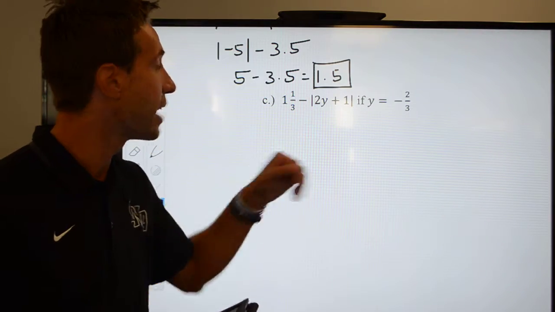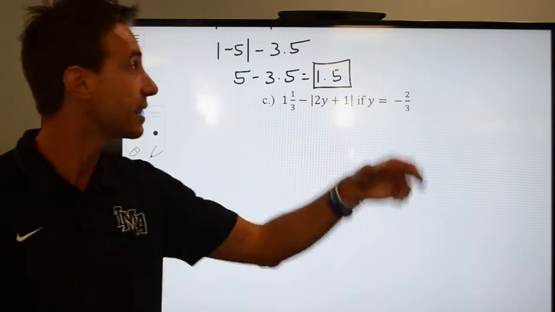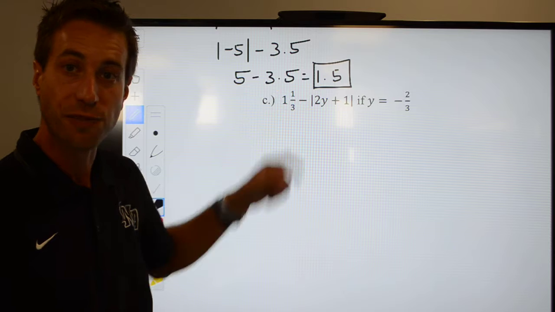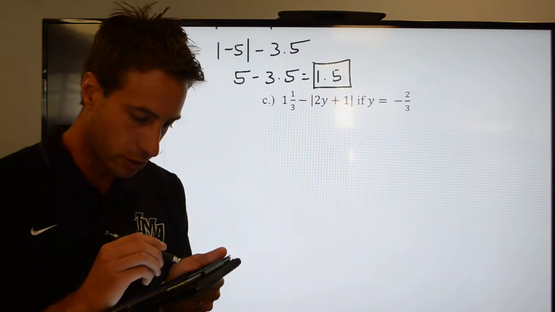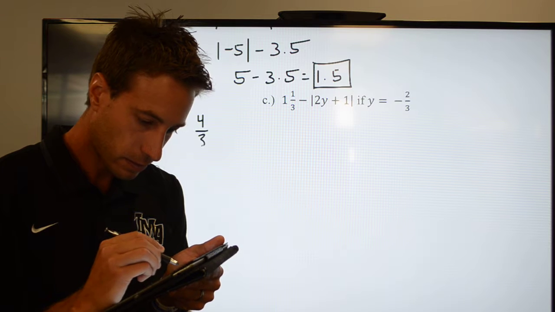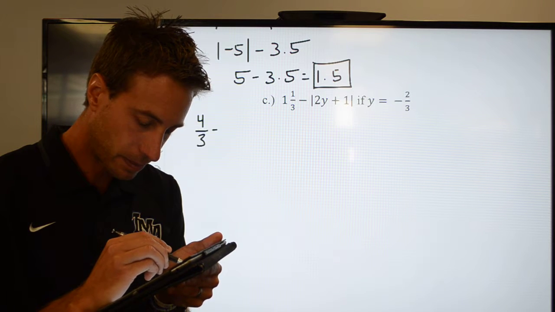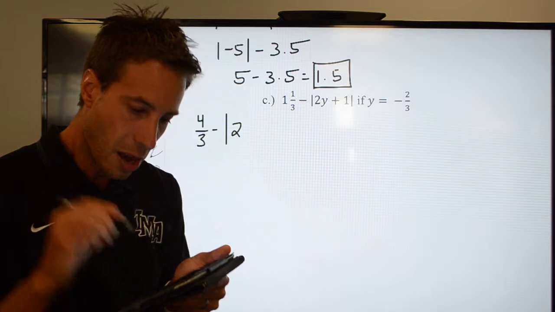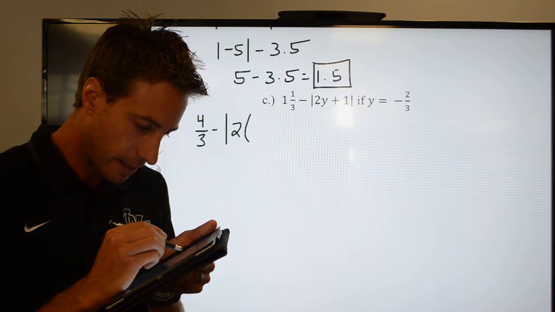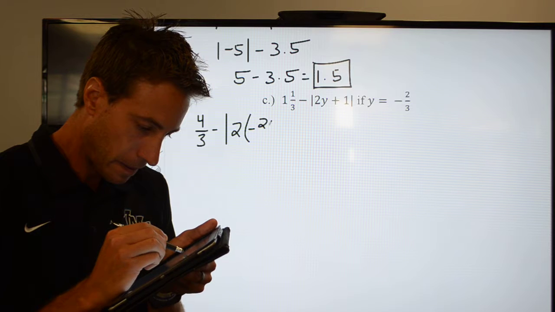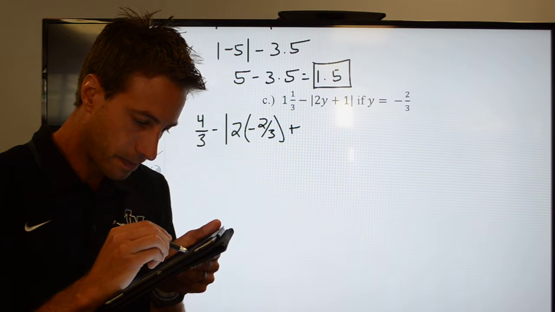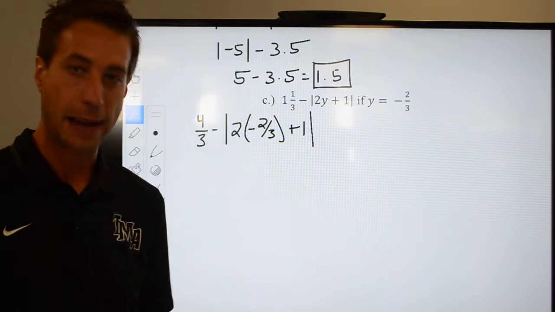We're going to do 1 and 1/3. Let's treat it the exact same way we did the last one. 1 times 3 is 3, plus 1 is 4. So this is actually going to be 4/3. Minus 2, my y is a negative 2/3. So let's plug that in. And then I have plus 1, and I close off my absolute value.